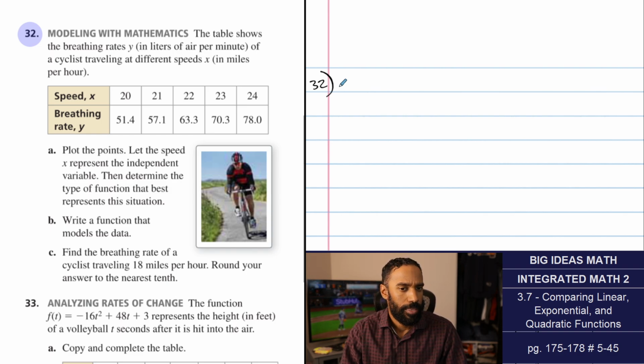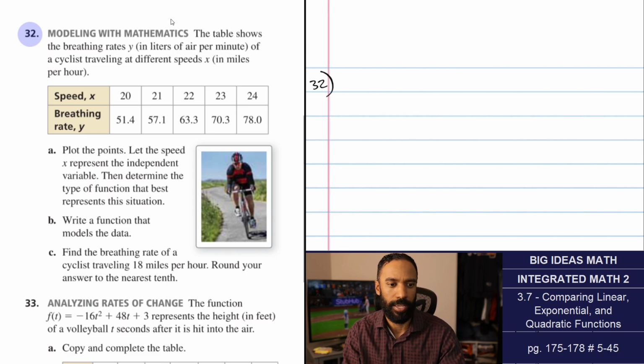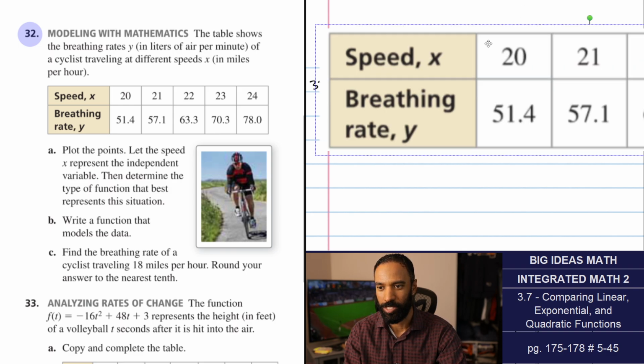Number 32. The table shows the breathing rates Y in liters of air per minute of a cyclist traveling at different speeds in miles per hour. So we do have consecutive increases on X, whereas the breathing on Y is there. Plot the points. Let X represent the independent variable, then determine the type of function that best represents the situation.